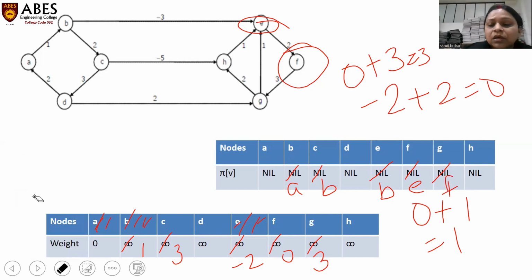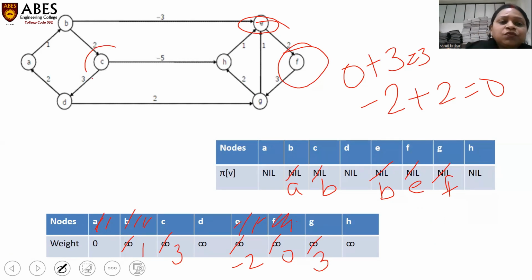Now, F is already visited. Mark it. Now, in C, D, G or H, C and G are containing the same cost. You can choose anyone. Here I am choosing C. From C, there are two edges starting. One is from C to H and the second is from C to D.